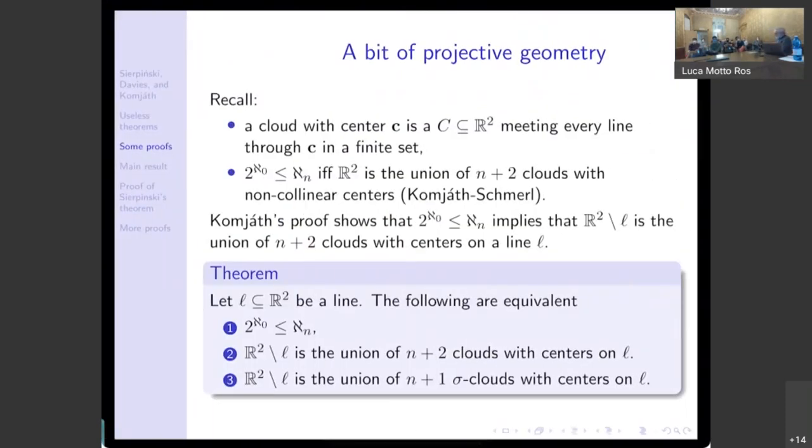So we get the following are equivalent: this, and R^2 minus L is the union of n plus 2 clouds with center on L, and also with n plus 1 sigma clouds. Sigma clouds are clouds where you see countably many points, you are a little bit more generous. So this is the analog of the old theorem of Sierpiński from 1919, and all the other things that Bagemihl and Davis did.